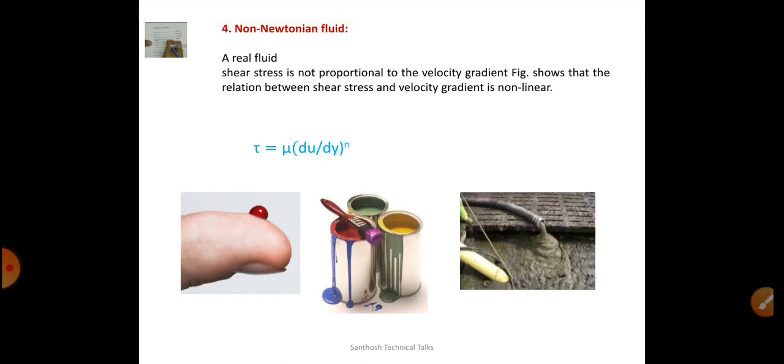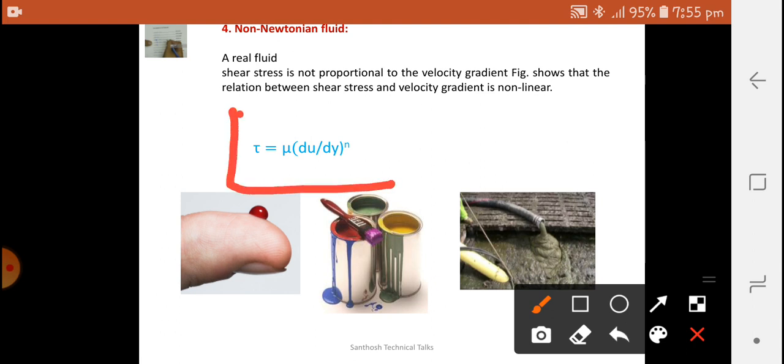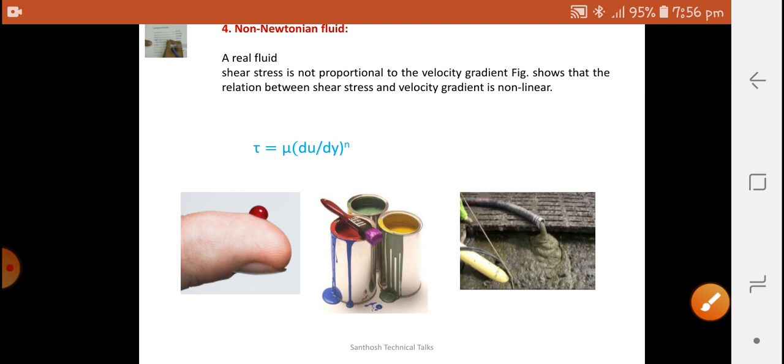And next is a non-Newtonian fluid. It is also a real fluid. The shear stress is not proportional to the velocity gradient, like the figure shown here. In non-Newtonian fluids, the relationship between the shear stress and velocity gradient is non-linear. That is why the equation has the velocity gradient raised to the power of n. So n is a constant. It varies from 0 to 1. For your information, blood is one type of non-Newtonian fluid. Paint is one type of non-Newtonian fluid. Slurry or concrete mixture is one type of non-Newtonian fluid.